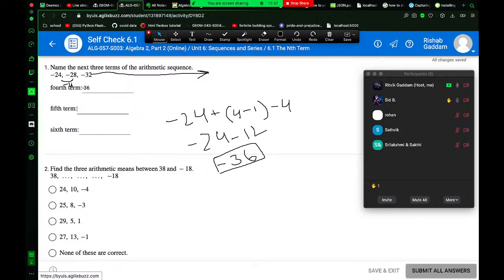And then every time you just have to change the 4. Instead of the 4, you just change it to a 5 and 6 whenever you want. Okay, yeah, good answer. So that's -36, then -40 over here, and over here it's obviously going to be -44.